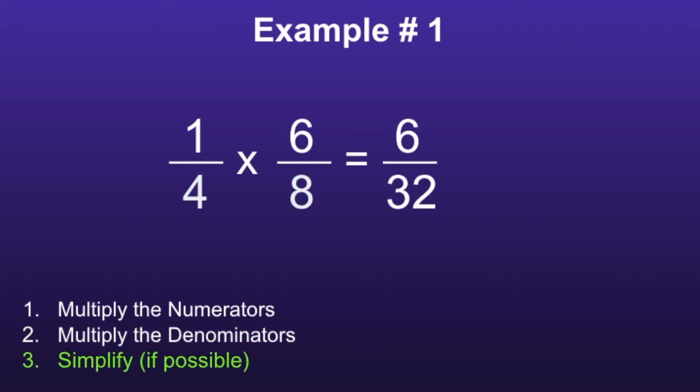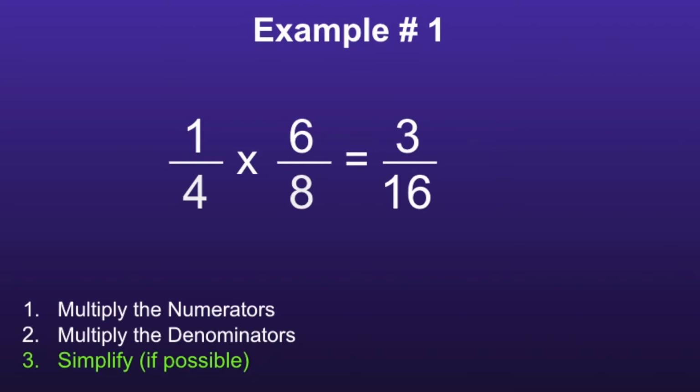Step 3, simplify if possible. Since both 6 and 32 are even numbers, I know I can divide both of these numbers by 2. 6 divided by 2 is 3, and 32 divided by 2 is 16.